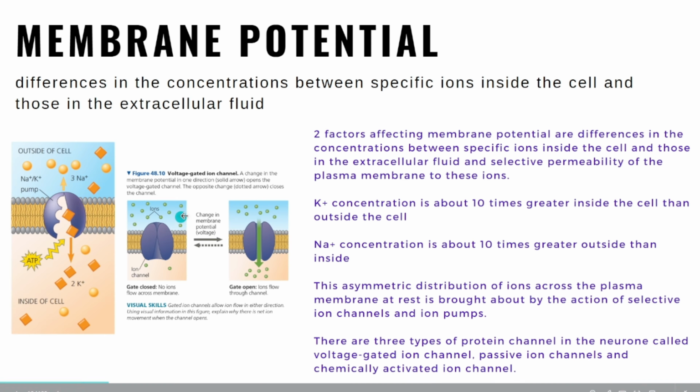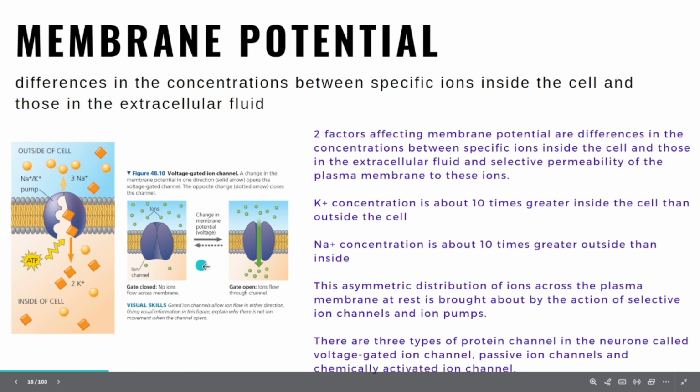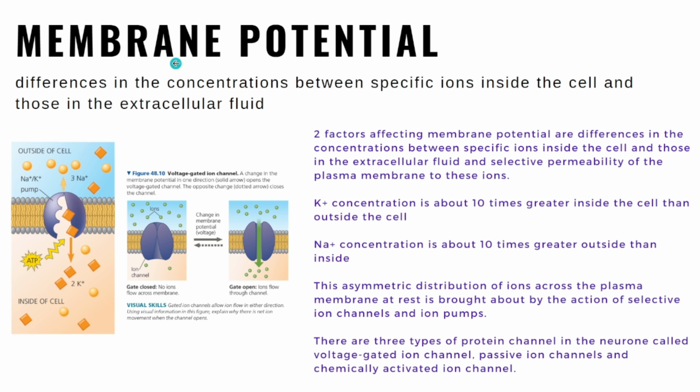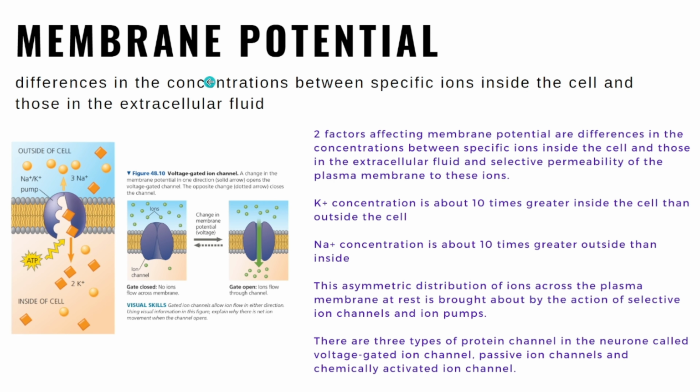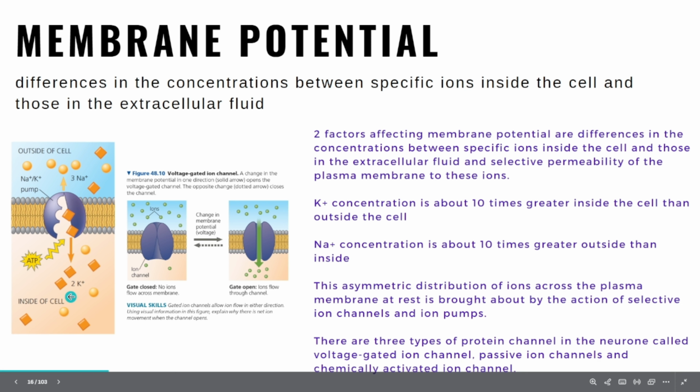Also, in the plasma membrane of the neuron cell, we have the voltage-gated ion channel. This one I will explain later. For now, you need to know why in the resting potential the inside is negatively charged. Before we go through it, we need to know the definition of membrane potential. It is the difference in the concentration between specific ions inside the cell and those in the extracellular fluid. Meaning that outside is positive, inside is negative.